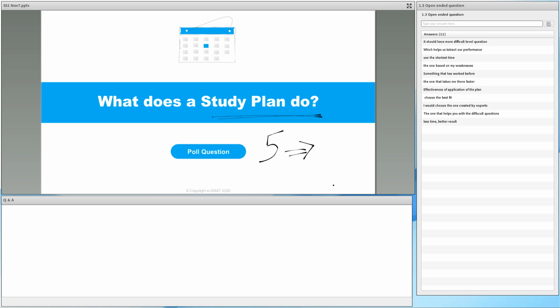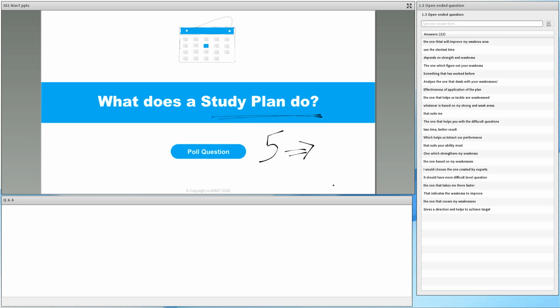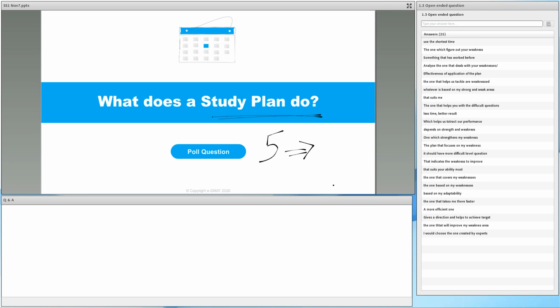Each one of them is created by experts. Good. Some of you are saying one that uses the shortest time. So now you're coming up with a metric to evaluate them. What else? Someone's saying the effectiveness and application of the plan. Okay, those are 2 really great answers.